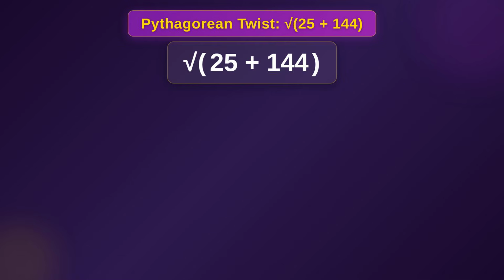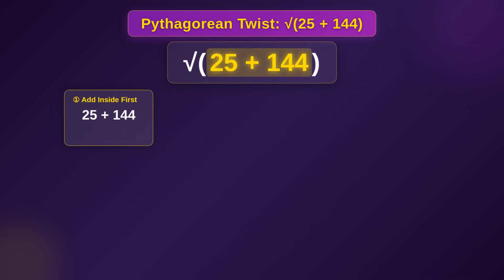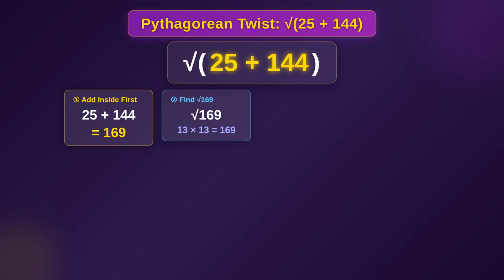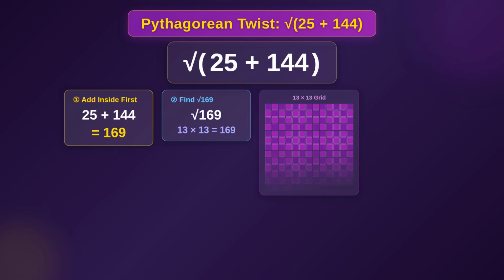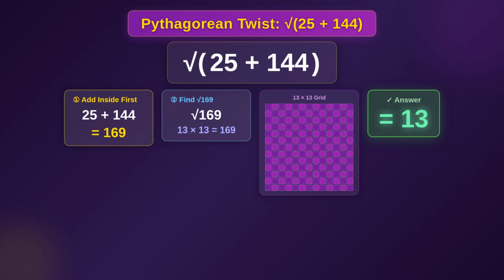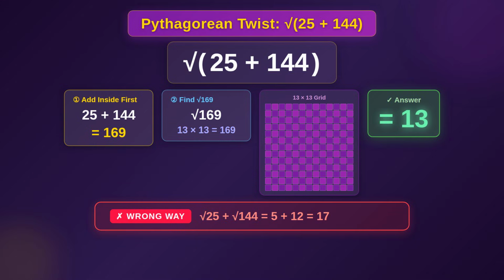Ready for a challenge? This one comes straight from the Pythagorean theorem. Find the square root of 25 plus 144. Step 1. Add inside first. 25 plus 144 equals 169. Step 2. Find the square root of 169. 13 times 13 equals 169. So the square root of 169 is 13. Our answer is 13. Now imagine if we had split it. Square root of 25 plus square root of 144 equals 5 plus 12, which is 17. 17 does not equal 13.